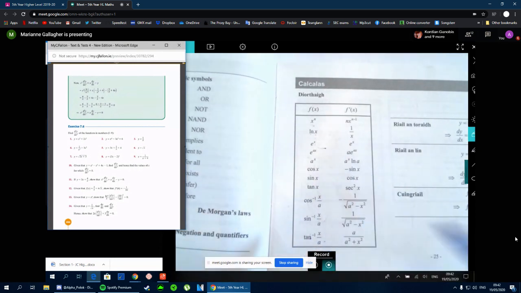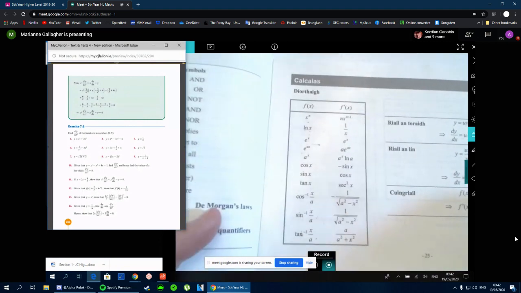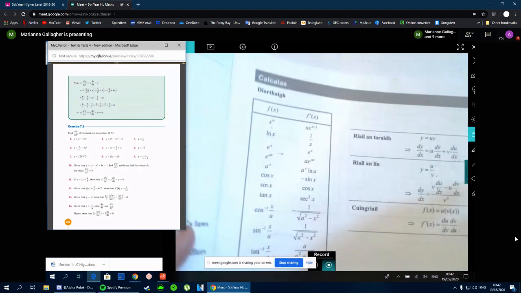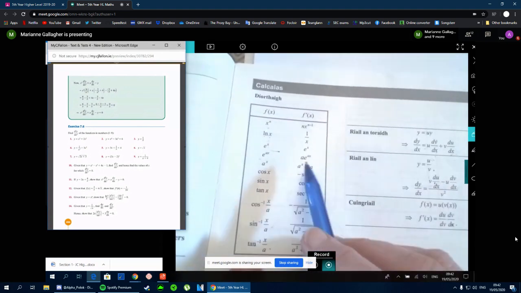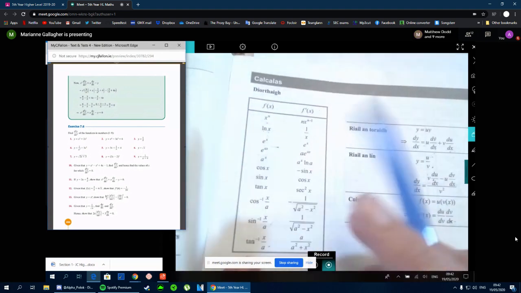Okay, and there's a section on each of them. So I may not do them all yet because I'd like to maybe do a little bit of revision before the test, but I certainly want to do the sine and cos and maybe the e to the power of x.